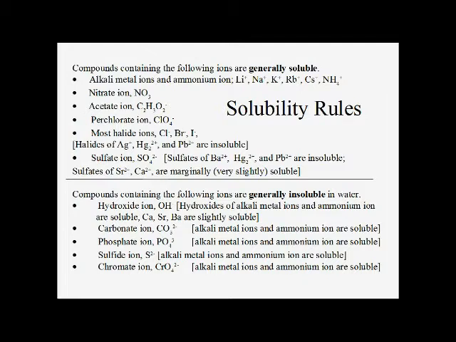Now the next one, we're going to start to get some exceptions. So halide ions, chloride, bromide, iodide, are generally soluble. Now we're going to have a couple exceptions. Silver halides, silver chloride, silver bromide, silver iodide are insoluble. Mercury(I) halides are going to be insoluble. So mercury(I) is a little dimer ion, so Hg2 with a 2+ charge. So there's 2 atoms, total charge of 2+. That means each atom has a +1 charge. That's why it's called the mercury(I) ion. And then lead(II) halide compounds are going to be insoluble.